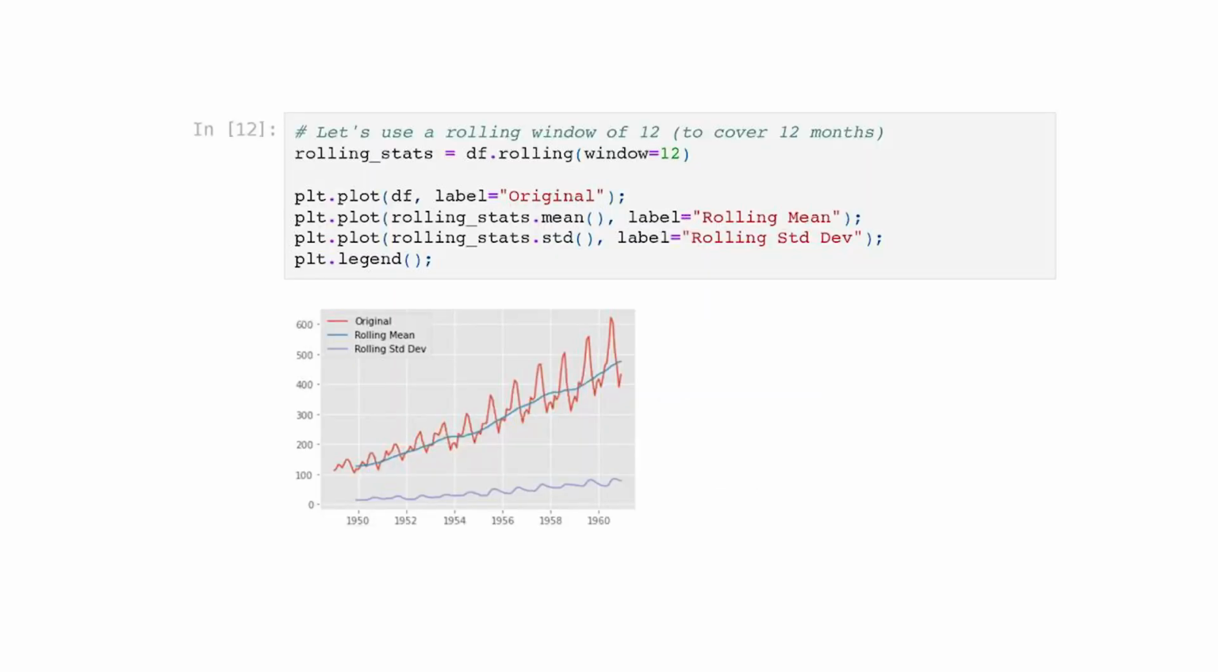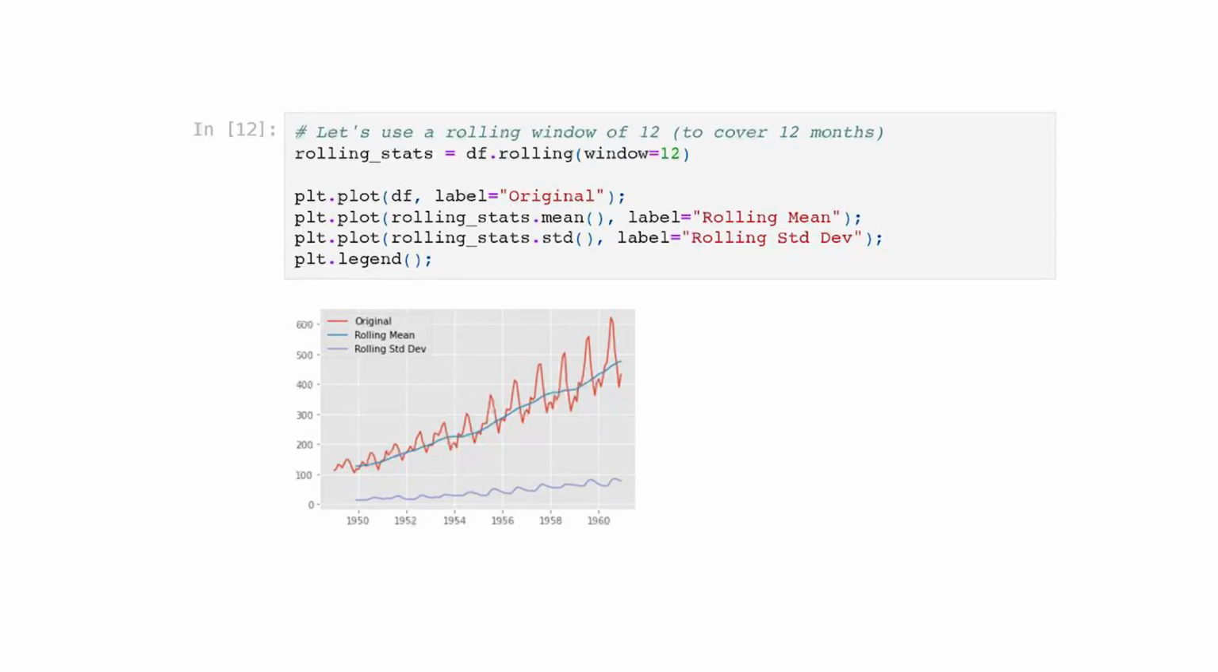Remember how we said that the passengers data set is not a stationary time series because both the rolling mean and the amplitude vary with time? Well, let's try to arrive at the same conclusion, but not through visual inspection, but through rolling statistics. We build a rolling window, which is 12 months wide, and we plot three things in this graph. The original data set is plotted in red, the rolling mean is plotted in blue, and the rolling standard deviation is plotted in purple. What does the graph say?